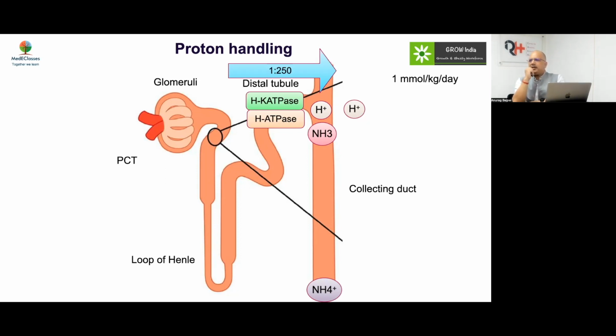And what will be its implication? So if your potassium is high, and we know that proton and potassium are antagonistic. When you talk about cellular exchange, if your potassium becomes more, it goes into the cell, proton comes out. Similarly, if you want to excrete potassium, it has to compete with proton.